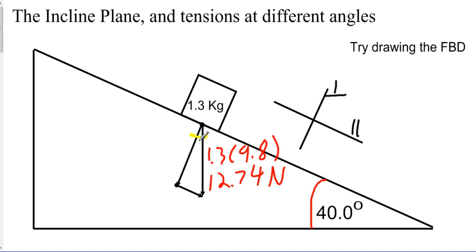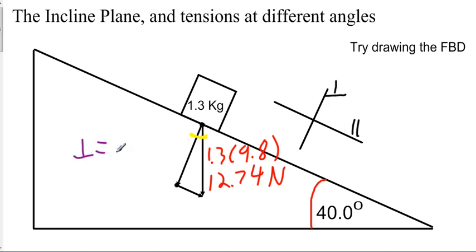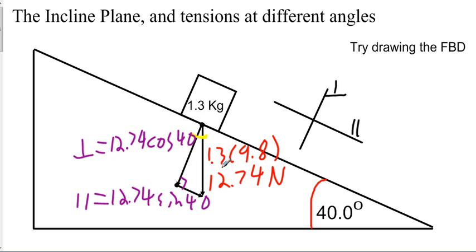If we are looking for our perpendicular component, and let me use a darker color, this component is going to equal 12.74 cosine 40, because it is adjacent to the angle, and this is our hypotenuse now, and this is where the right angle would be for the triangle. For our parallel component, that's going to be equal to 12.74 sine of 40. And so our perpendicular component will be equal to 9.8 newtons, and our parallel component will be equal to 8.2 newtons. I didn't go through this formally, but this symbol is the perpendicular symbol, and this symbol is the parallel, so it looks like 11 there.